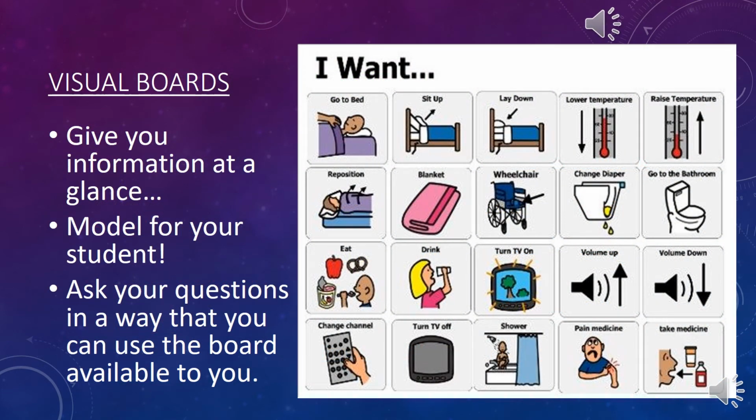Here's an example of what a visual board can look like, but these can also look much simpler. There are copies that I can give out if you require one. The most important thing about visual boards is that you're giving information at a glance and you're letting your student answer whatever questions you may have by using pictures and either gesturing or using a device to be able to pick what picture they want. Another thing that you really want to make sure you're doing when you use visual boards is modeling for your student.